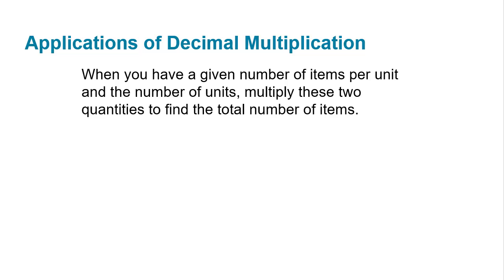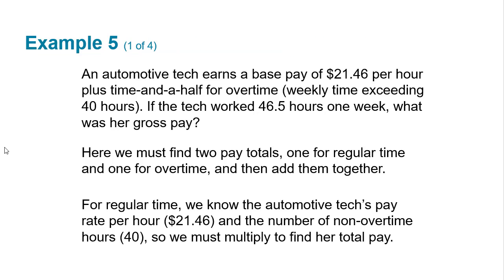When you're given a number in items per unit, multiply these two quantities to find the total number of items. So for instance, they've got a base pay of this per hour plus time and a half. If they worked this many hours per week, and you want to know what their salary is, then obviously per means division. And this is what I always tell my students that helps them understand what's going on. $21 per hour, you can really think of it as 21.46 dollars, but then per 1 hour. So if you want to figure out what their total money is, you need to get rid of the hours, right?